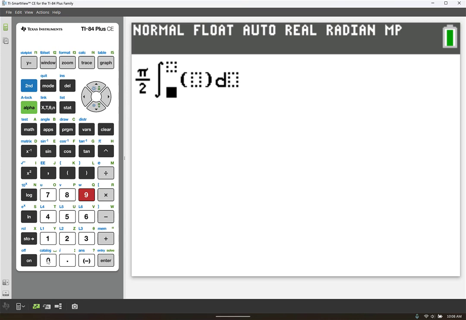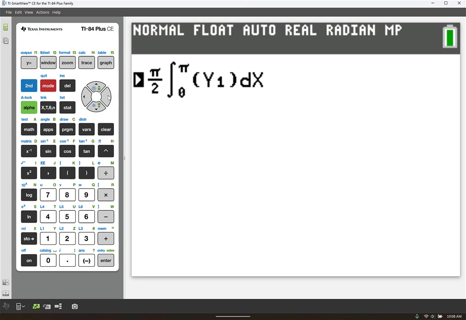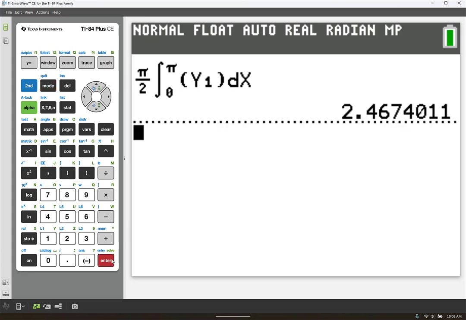Math 9 from 0 to pi. And I already have sine squared in my y1, so alpha trace y1 and then x. Well, it's already squared in my y1. See? You could have just put sine x and then squared the y1 there. That's fine. Should get the same answer. So I got 2.4674.